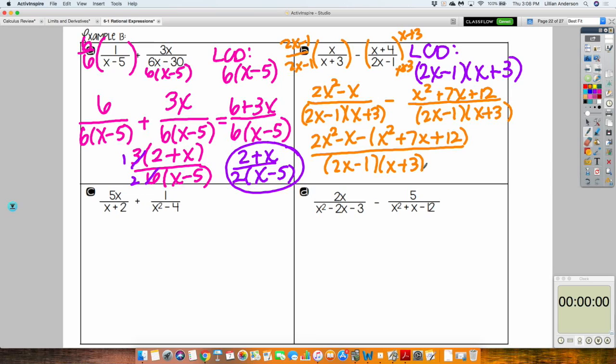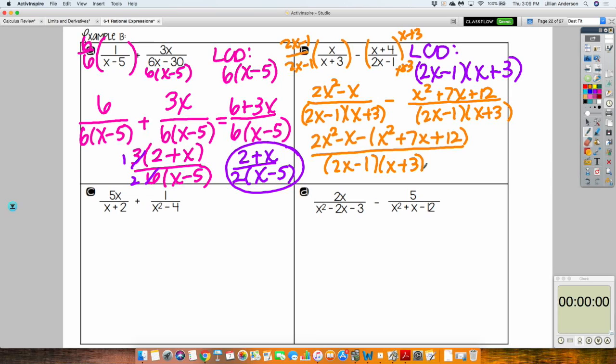Where are you getting a 2 from? Because you're subtracting this entire second fraction. So I'm subtracting x squared, subtracting 7x, subtracting 12. Not just the first term, that entire term. All three of those terms.